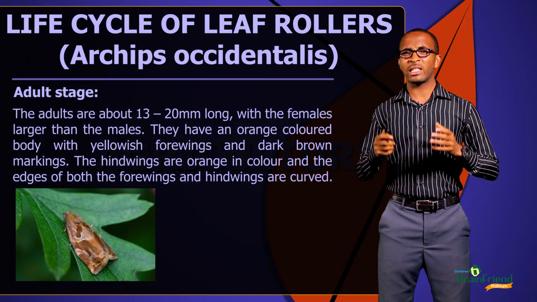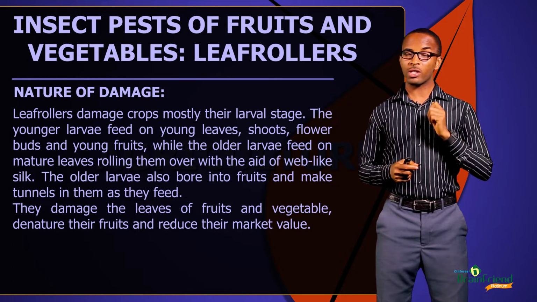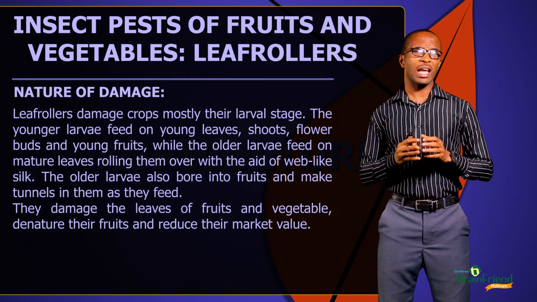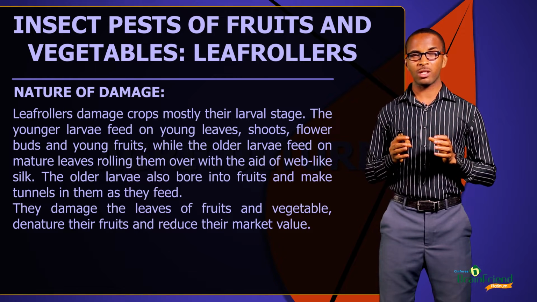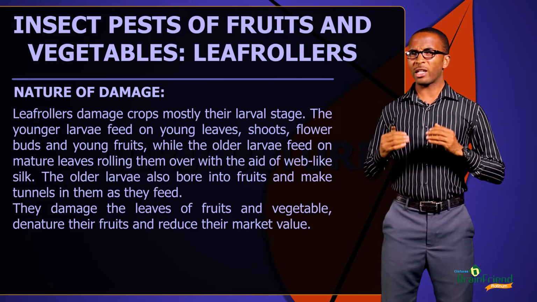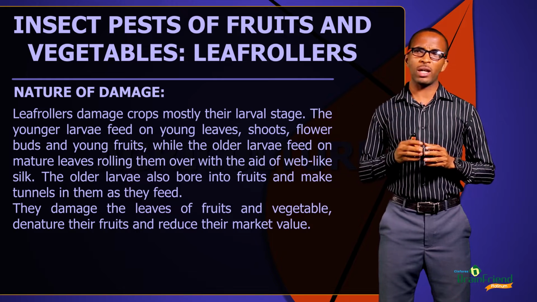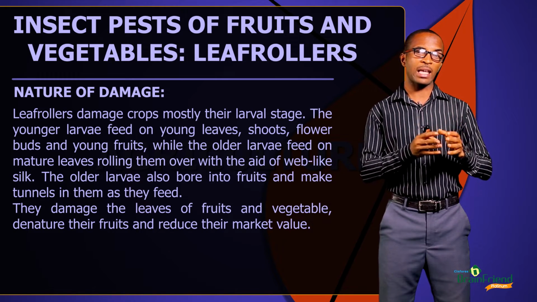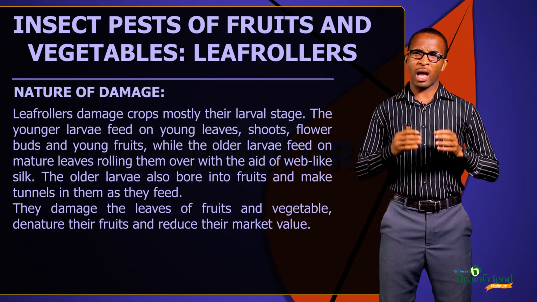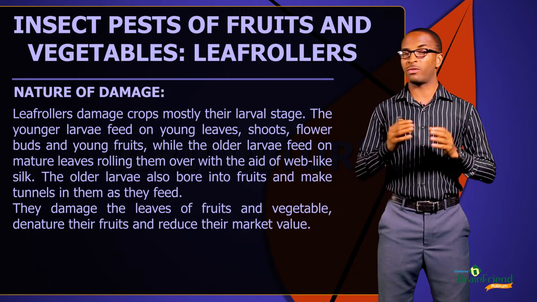So now, what is the nature of damage caused by these insects to plants? These insects cause damage to crops in their larval stage. The younger larvae are able to feed on young leaves, shoots, flower pods, and young fruits, but as they mature and get older, they are able to feed on mature leaves, rolling them over themselves with the aid of web-like silk thread. This thread holds the plants in place, and the larvae continue to grow and mature as they feed on the leaves of these plants.